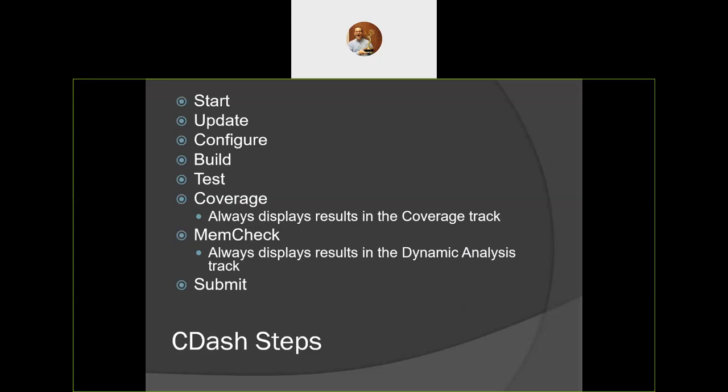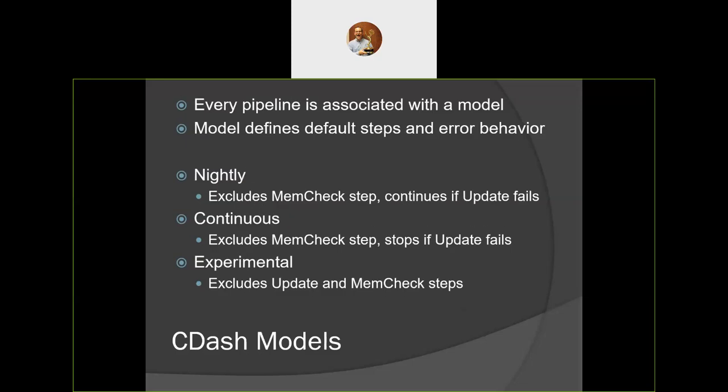So every pipeline is associated with a model, and the model defines the default steps and the error behavior. There are three models that CDash understands: nightly, continuous, and experimental. And these are the default configurations of these models. You can configure them.